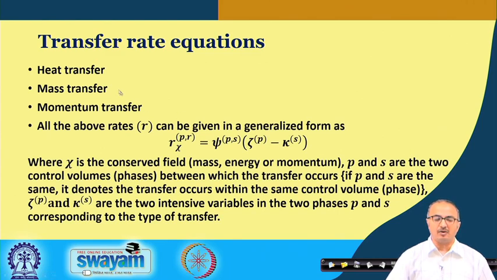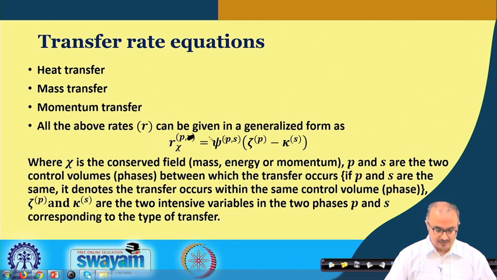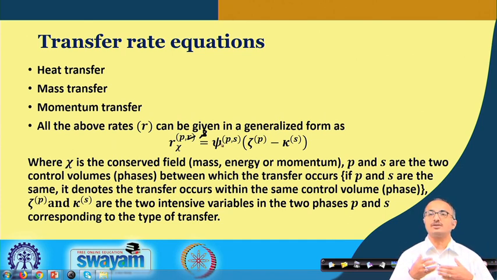Now, all these transfer rates may be given in a generalized form like this, where this is the rate, and this is P and this is S. P and S represent the two control volumes, and these two control volumes may represent two different phases. So, the transfer may happen within one phase, or it can be between two phases. This is the generalized form of the rate of these three things.